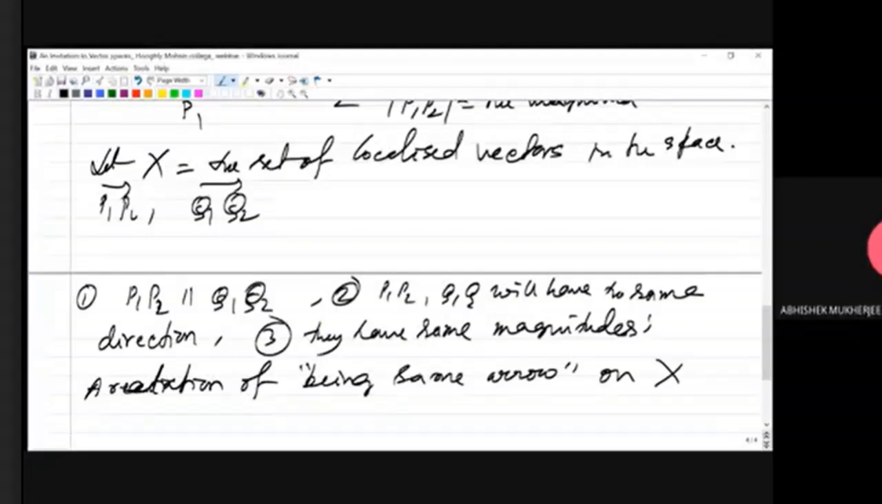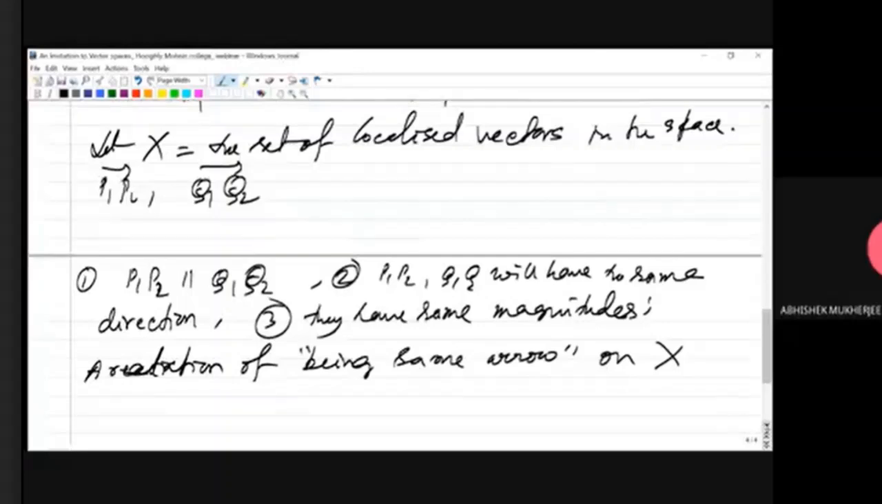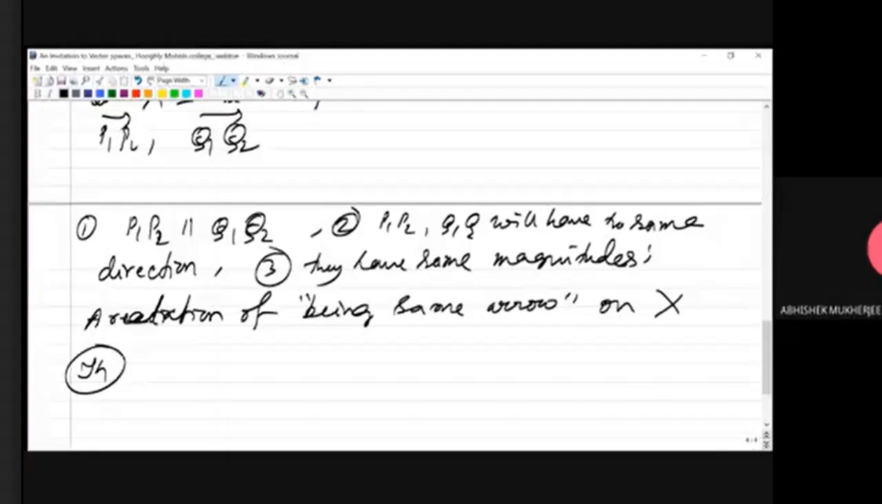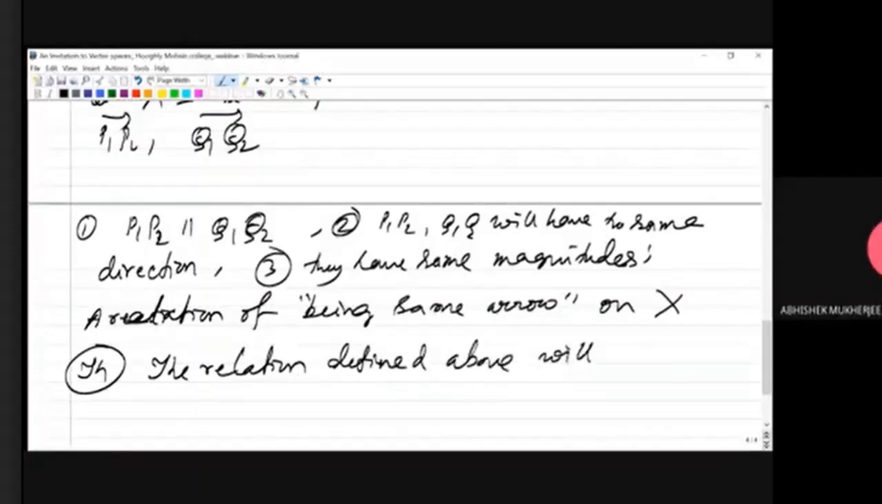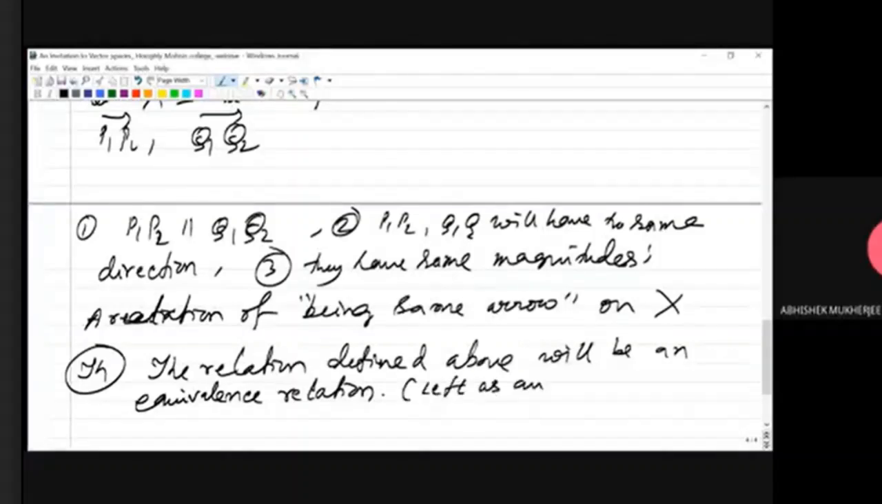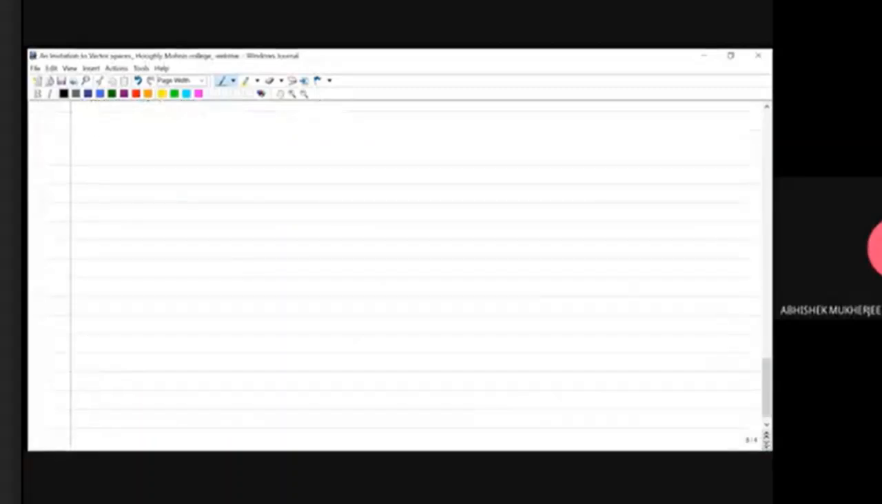Now we are always tempted to check whether it is an equivalence relation or not. I will leave this as an exercise, this theorem: the relation defined above will be an equivalence relation, right? So you can check, and it is very much obvious. Let us denote this relation by this one, being the same arrow.